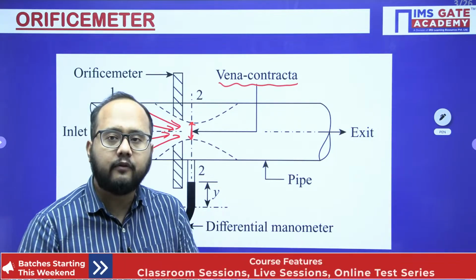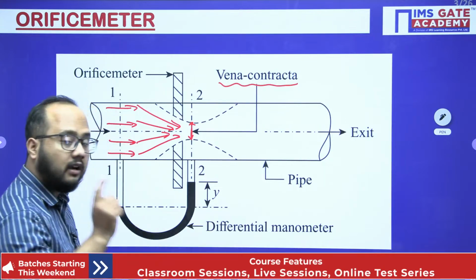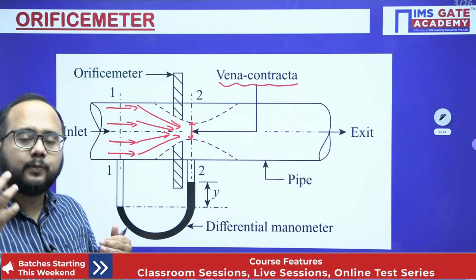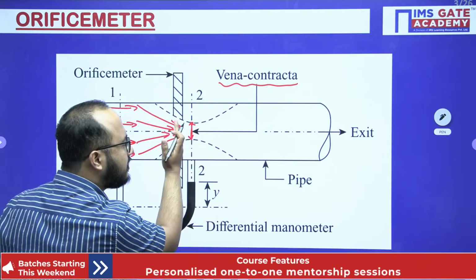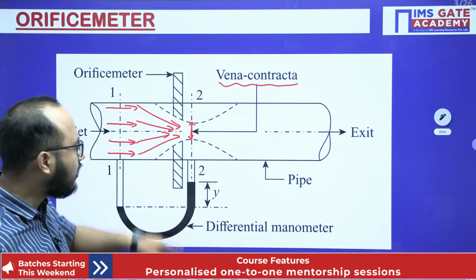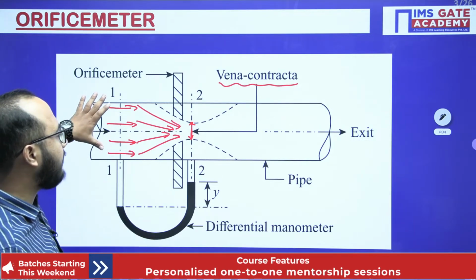It's not like I have provided a vena contracta. Okay, so try to understand. This is the experimental observation you will see: the area will not be minimum at the orifice. It will be minimum some distance after the orifice. It cannot be minimum at this point, because see what will happen.